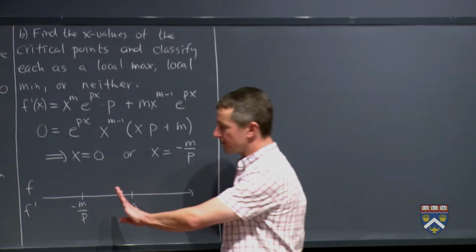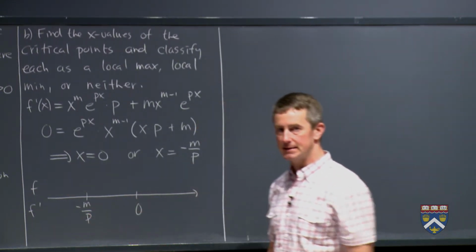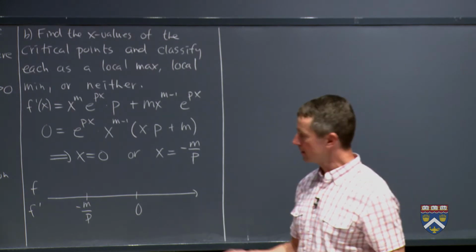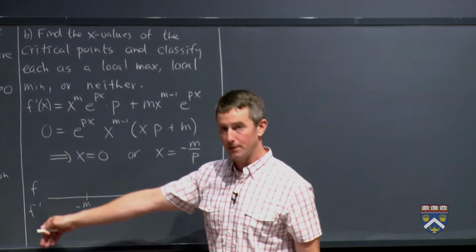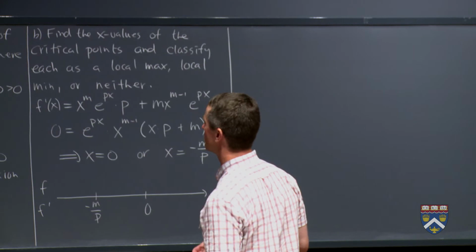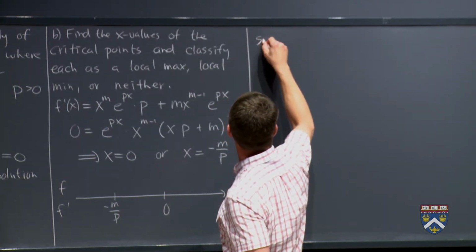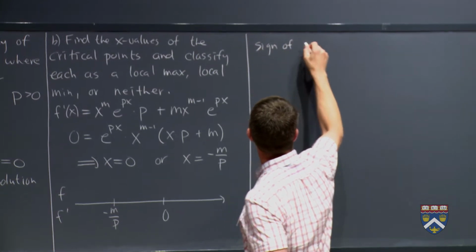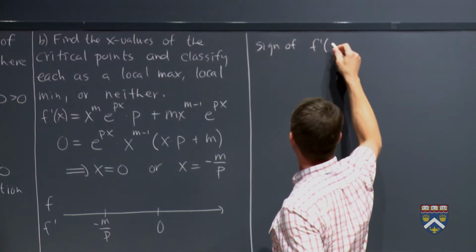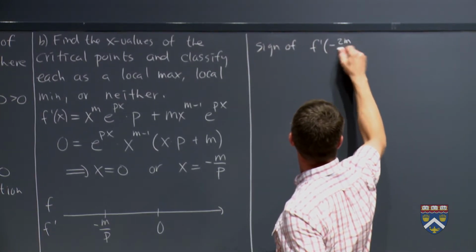If I want to move a number farther away from 0, as we discussed in our last example, we can double it. So if I double this negative, it will move over to there. So a good number out here would be negative 2m over p. So I want to figure out the sign of f prime of negative 2m over p.